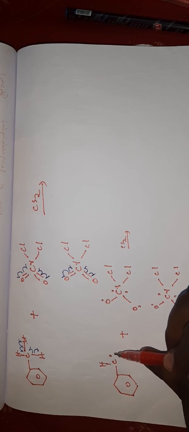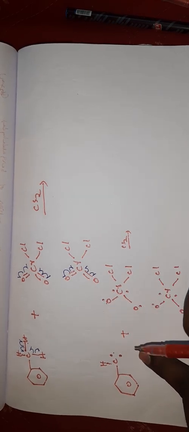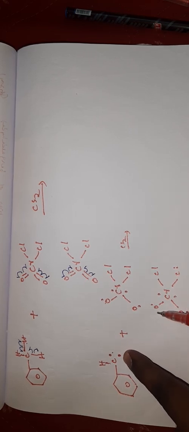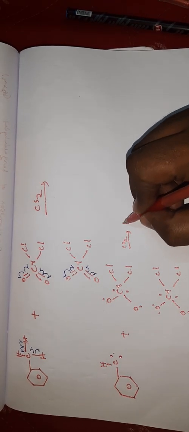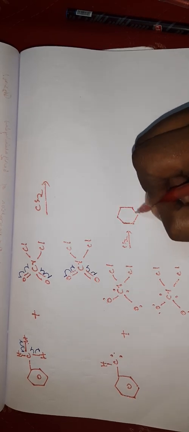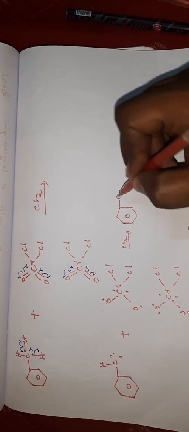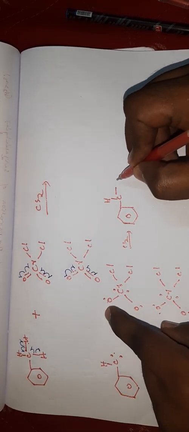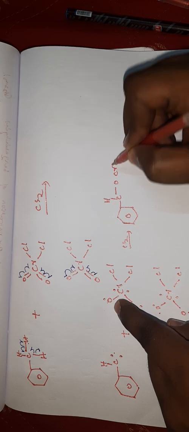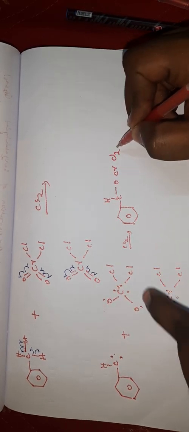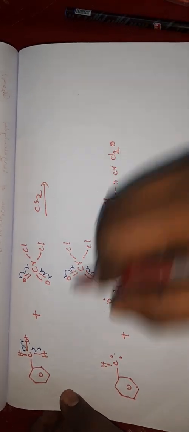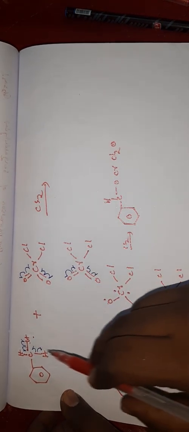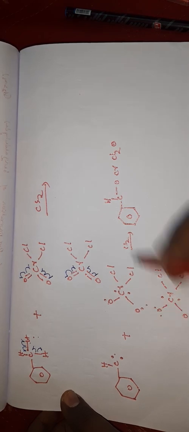Here the bond forms between this carbon and oxygen. Here the bond forms between this carbon and this oxygen. Okay. Toluene, carbon with hydrogen bonding with oxygen, Cr, Cl2O. Here the hydrogen comes bonding with this oxygen. Here the hydrogen comes with this oxygen.